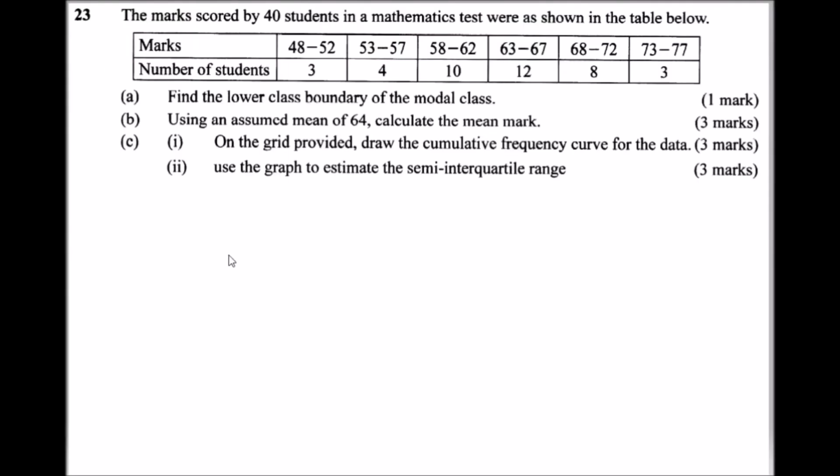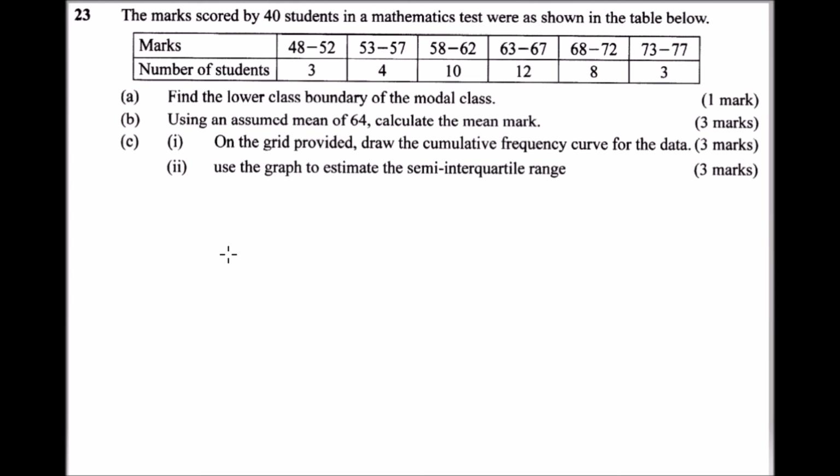Question number 23, of a statistics question. We are told the marks scored by 40 students in a mathematics test were as shown in the table below. So we have the marks classified like 48 to 52, 53 to 57, on and on to 73 to 77.